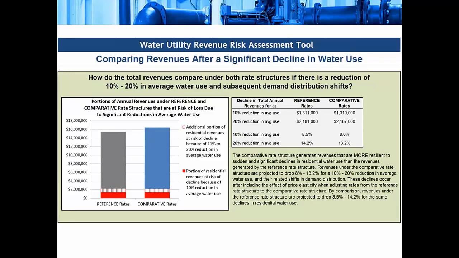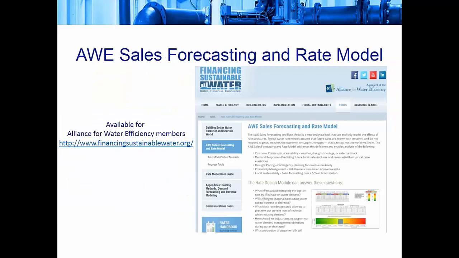So again, if you need some help with this tool, we're happy to walk you through it. And then the last tool to mention is available through the Alliance for Water Efficiency. It's a sales forecasting and rate model. This is available freely if you are a member of the Alliance. If you're not, I think you would either have to join to get a copy or pay for it, but it is a good tool that allows for multiple scenarios, so we wanted to mention it to you.